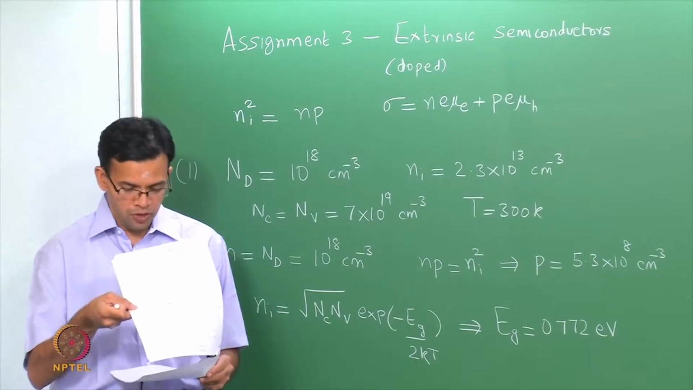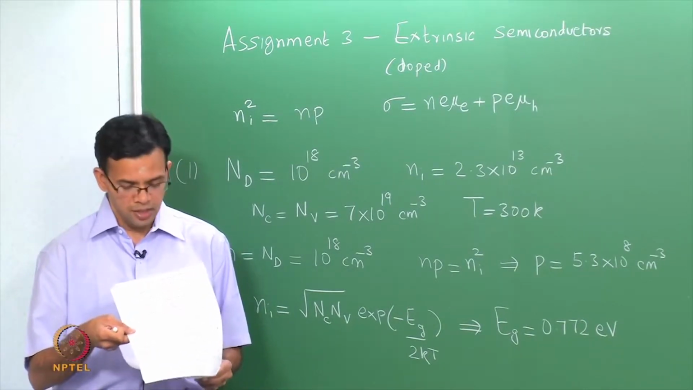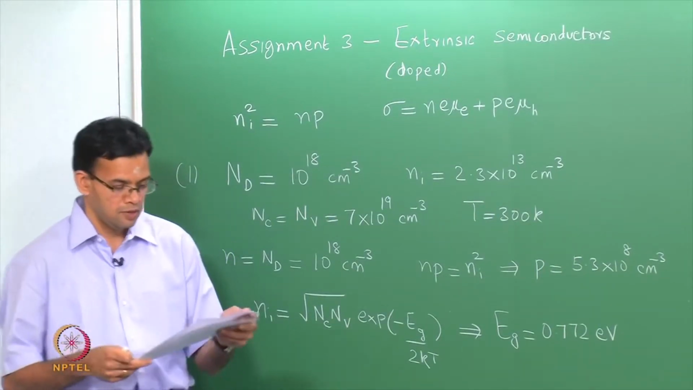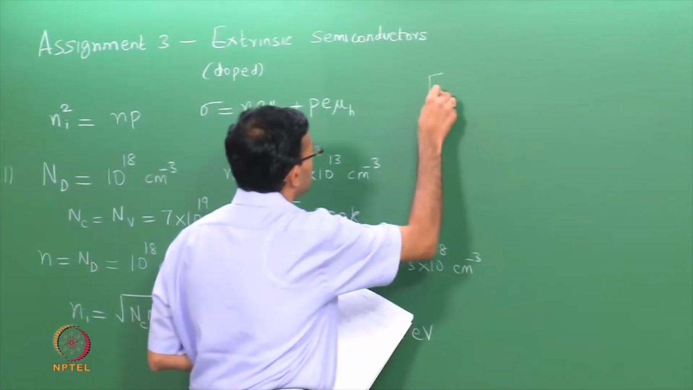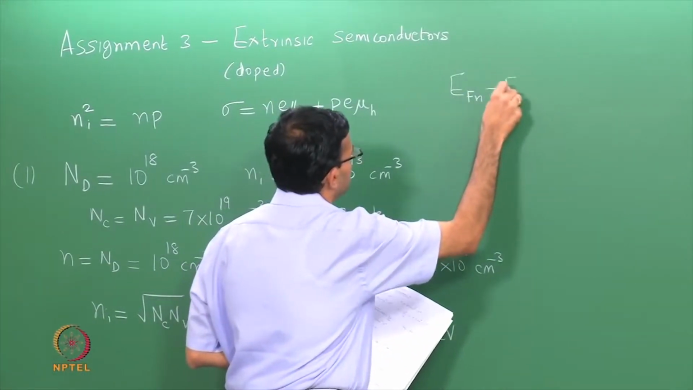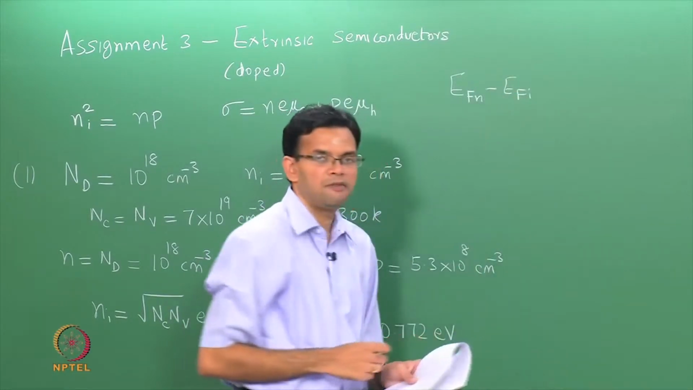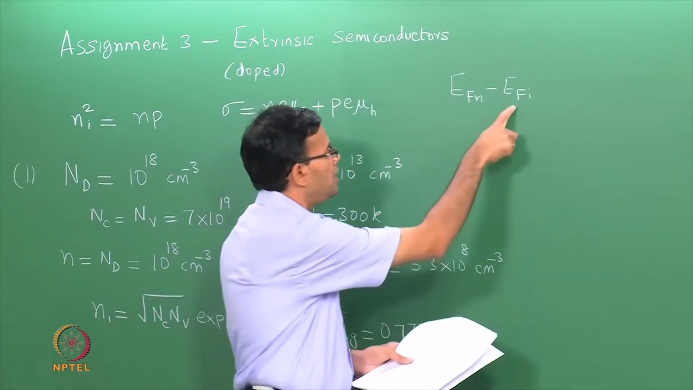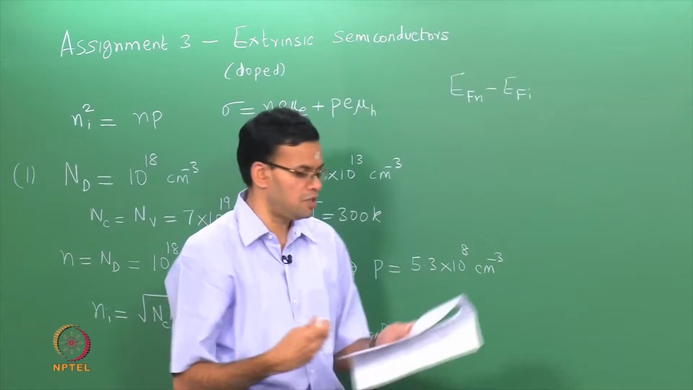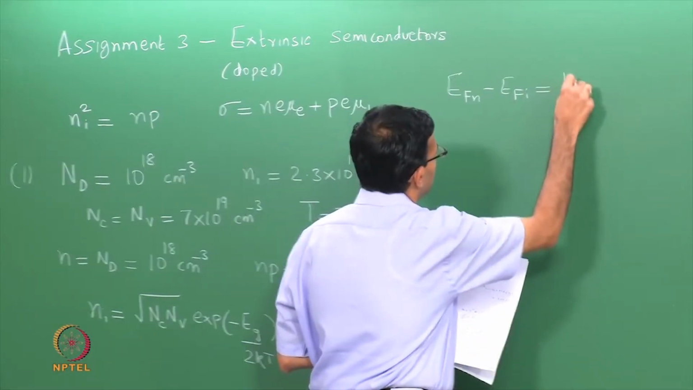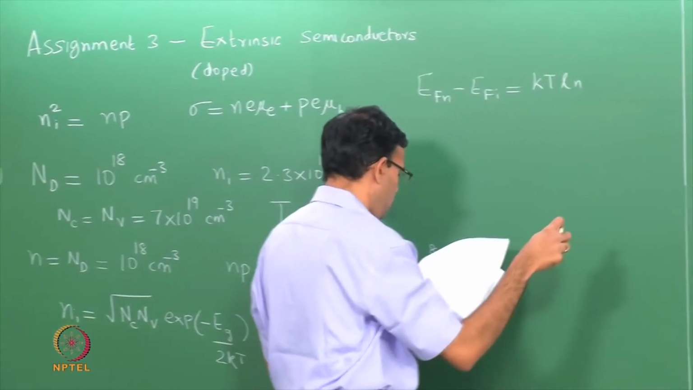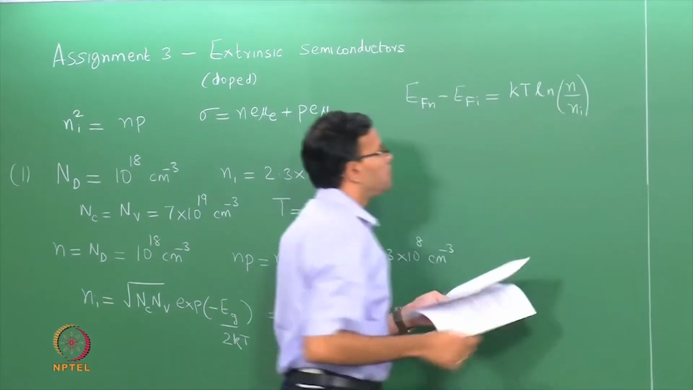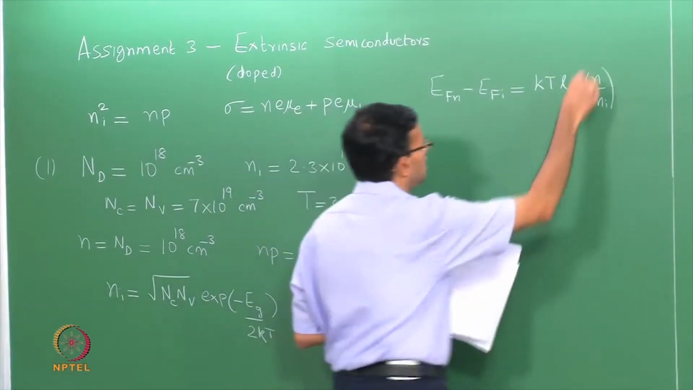Then we want to know the position of the Fermi level in the doped semiconductor with respect to the intrinsic Fermi level. So, E_FN minus E_FI. E_FN is the position of the Fermi level in the n type semiconductor, E_FI is the position in the intrinsic semiconductor, and this is nothing but kT ln of n over ni. In this particular case, n is nothing but Nd.